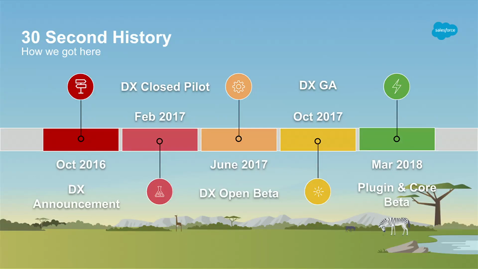So here's a 30-second history of the CLI. We started this project back in 2016, with the announcement at Dreamforce. Then we began a closed pilot in February, open beta in June, went GA in October 2017 at Dreamforce, and now we're here with our plugin and core beta.